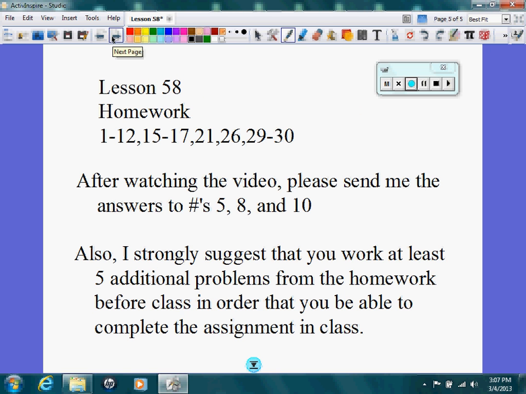Lesson 58 homework, 1 through 12, 15 through 17, 21, 26, 29 through 30. And after watching the video, please send me the answers to number 5, 8, and 10. Also, I strongly suggest that you work at least 5 additional problems from the homework before class so that you are able to complete the assignment in class.